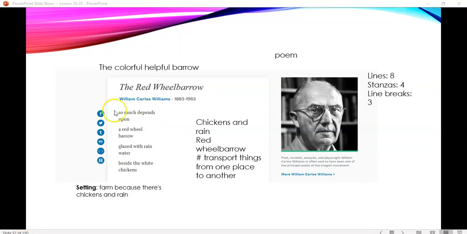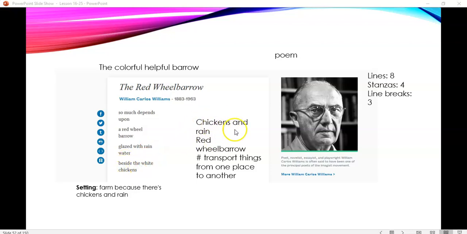And yesterday we read the poem, The Red Wheelbarrow, and we were able to create some poems. Today I want to reread it and make sure that we understand the structures of a poem. So the red wheelbarrow. So much depends upon a red wheelbarrow, glazed with rainwater, beside the white chickens.